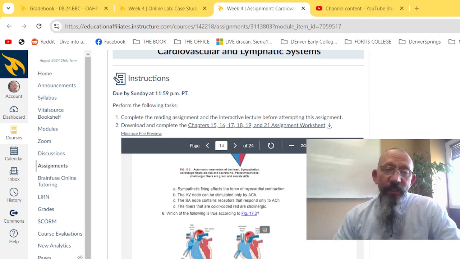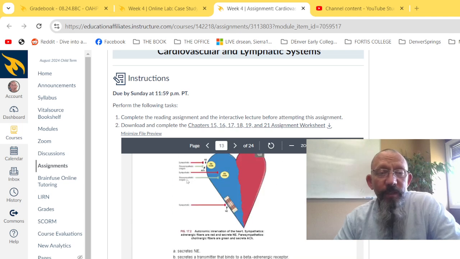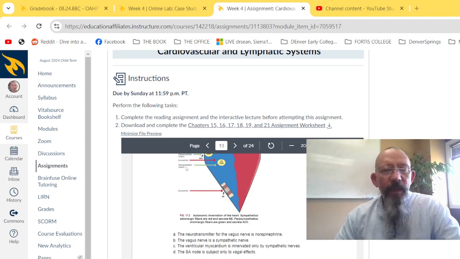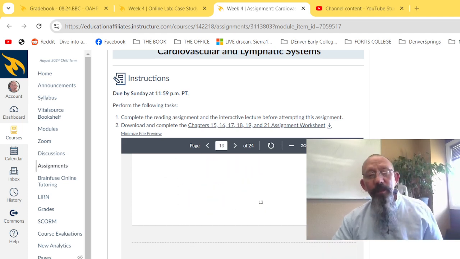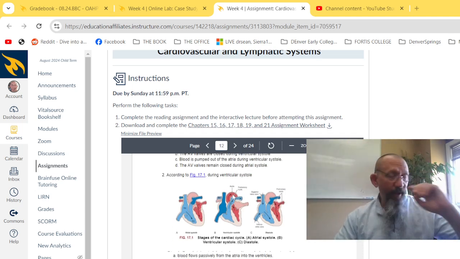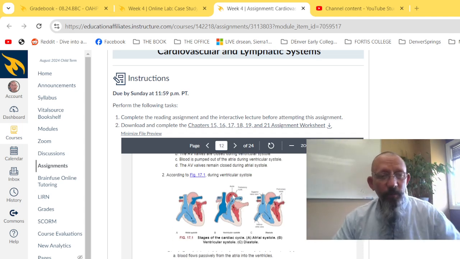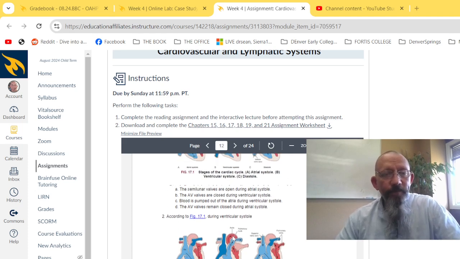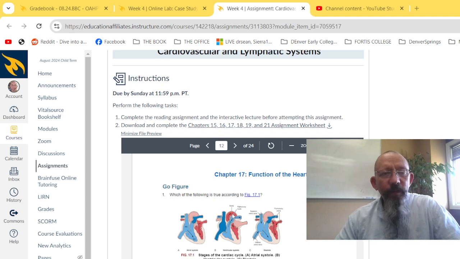This is actually a good test. I mean, not a test, this is a really good assignment. If you get through this assignment and you're feeling pretty confident about it, you're really going to feel good about the heart, because this covers like everything about heart and blood. It's really, really a good one, I think.